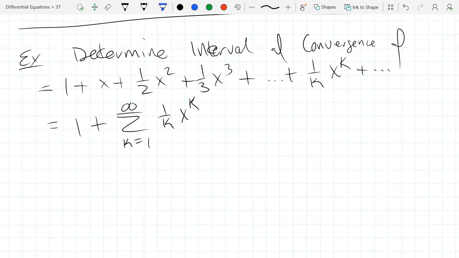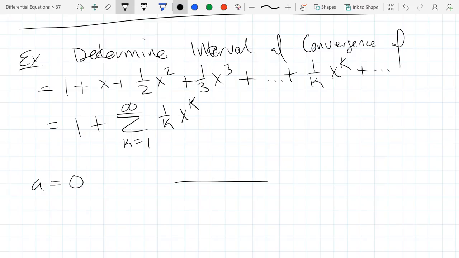Well, first of all, what value is this centered at? So this one's 0. If you don't see an x minus a number, then it's going to be centered at 0. So our interval is obviously going to be centered at 0. The only question is, how far do I go in either direction? So find the radius, how far you can go, and then find the actual convergence or divergence at the endpoints. So get the radius first, and then compute at the endpoints.